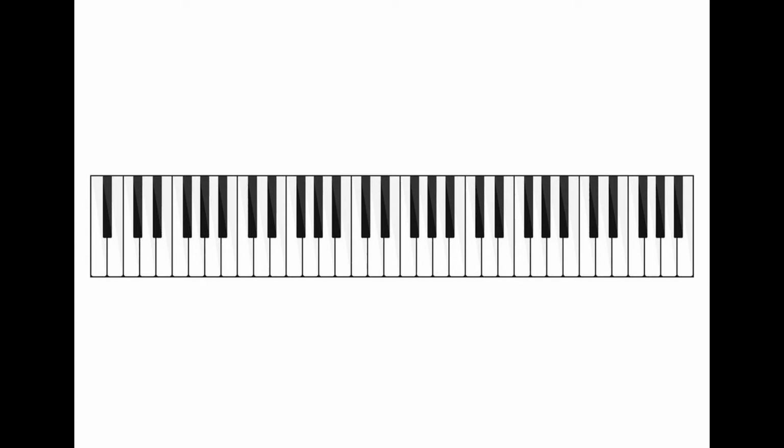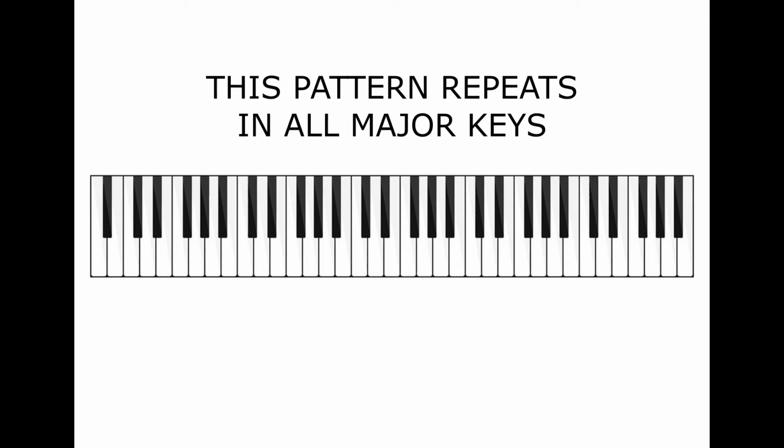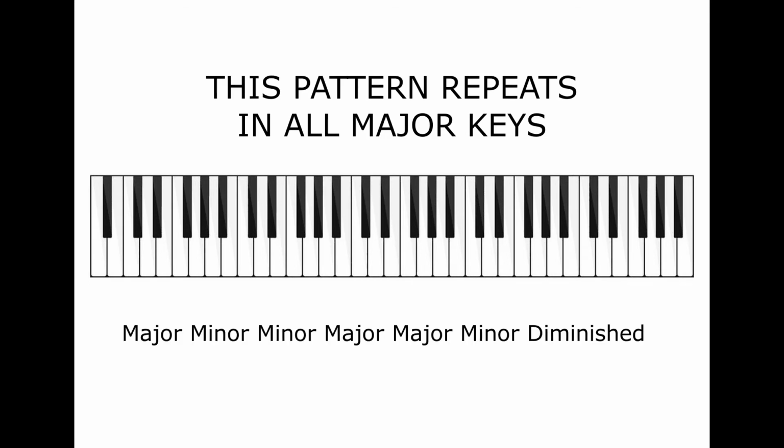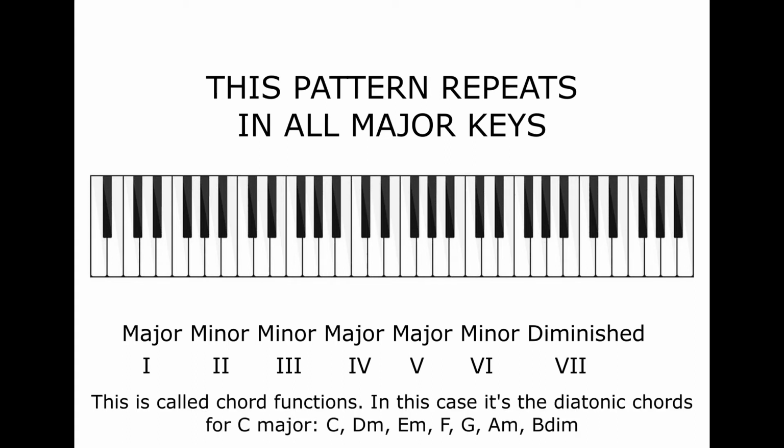This pattern of diatonic major and minor chords would be true for other major keys as well as C major. Major chord, minor chord, minor chord, major chord, major chord, minor chord, and diminished. Because of this, we can give these chords numbers and talk about chord progressions in a general sense, regardless of what key we're playing the song in. We often write it in Roman numerals like this: 1 chord, 2 chord, 3 chord, 4 chord, 5 chord, 6 chord, 7 chord, and 1 chord.